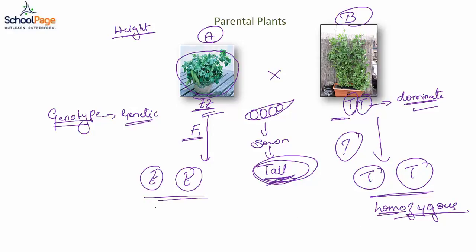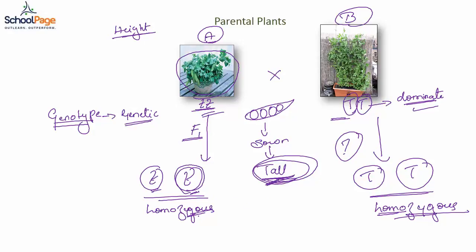Even here the condition is homozygous because both are small t. The gene for dwarfness is represented in a small letter because it is not expressed in the first generation but is hidden.